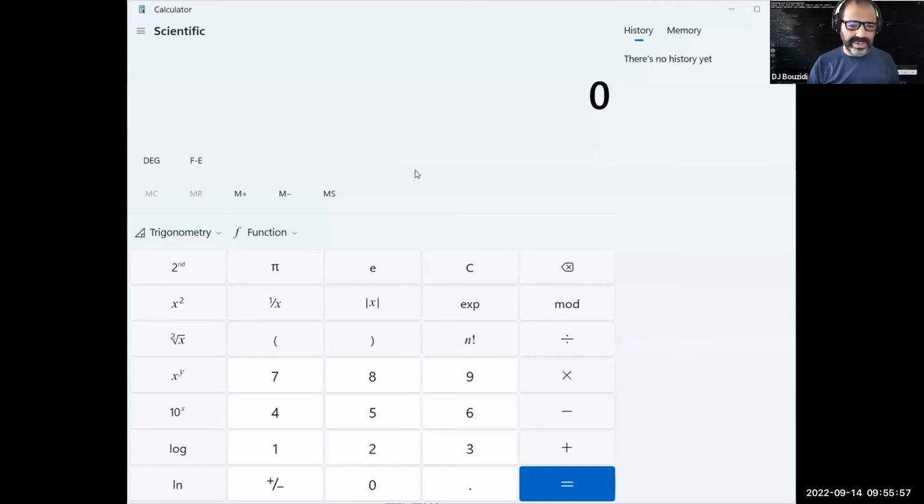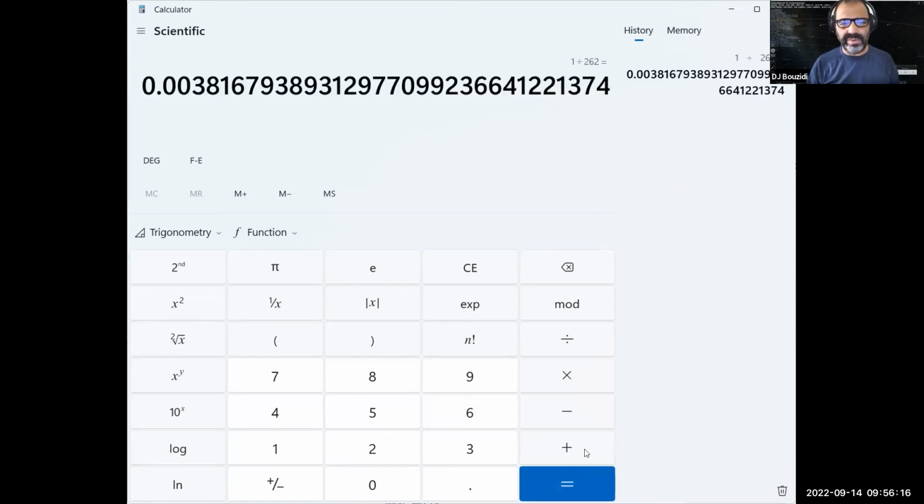just to show you how you would do it on a calculator. So on this calculator on the computer, this is the Windows calculator. So I'm going to take 1 and divide it by 262, exactly how it's written. There are some functions in here that I could take advantage of, but for right now, let's use this plain thing. So it's giving me this whole big number, 0.003816 and a bunch of other numbers, okay?